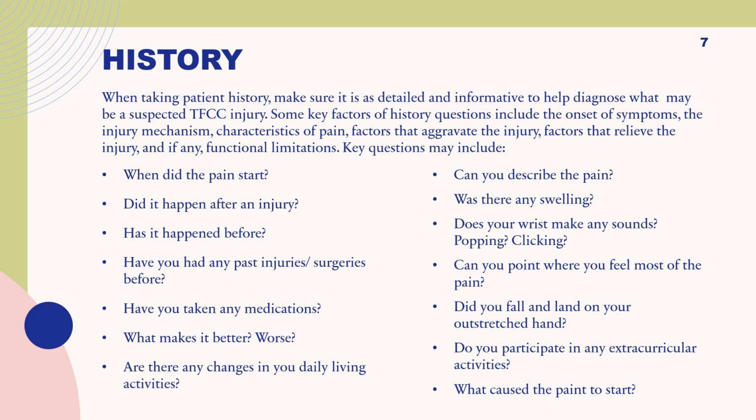Some key questions that you can possibly ask include: When did the pain start? Did it happen after an injury? Has it happened before? Have you had any past injuries or surgeries? Have you taken any medications? What makes it better? What makes it worse? Are there any changes in your daily living activities? Can you describe the pain? Was there any swelling? Does your wrist make any sounds like popping or clicking? Can you point to where you feel most of the pain? Did you fall and land on your outstretched hand? Do you participate in any extracurricular activities? What caused the pain to start?